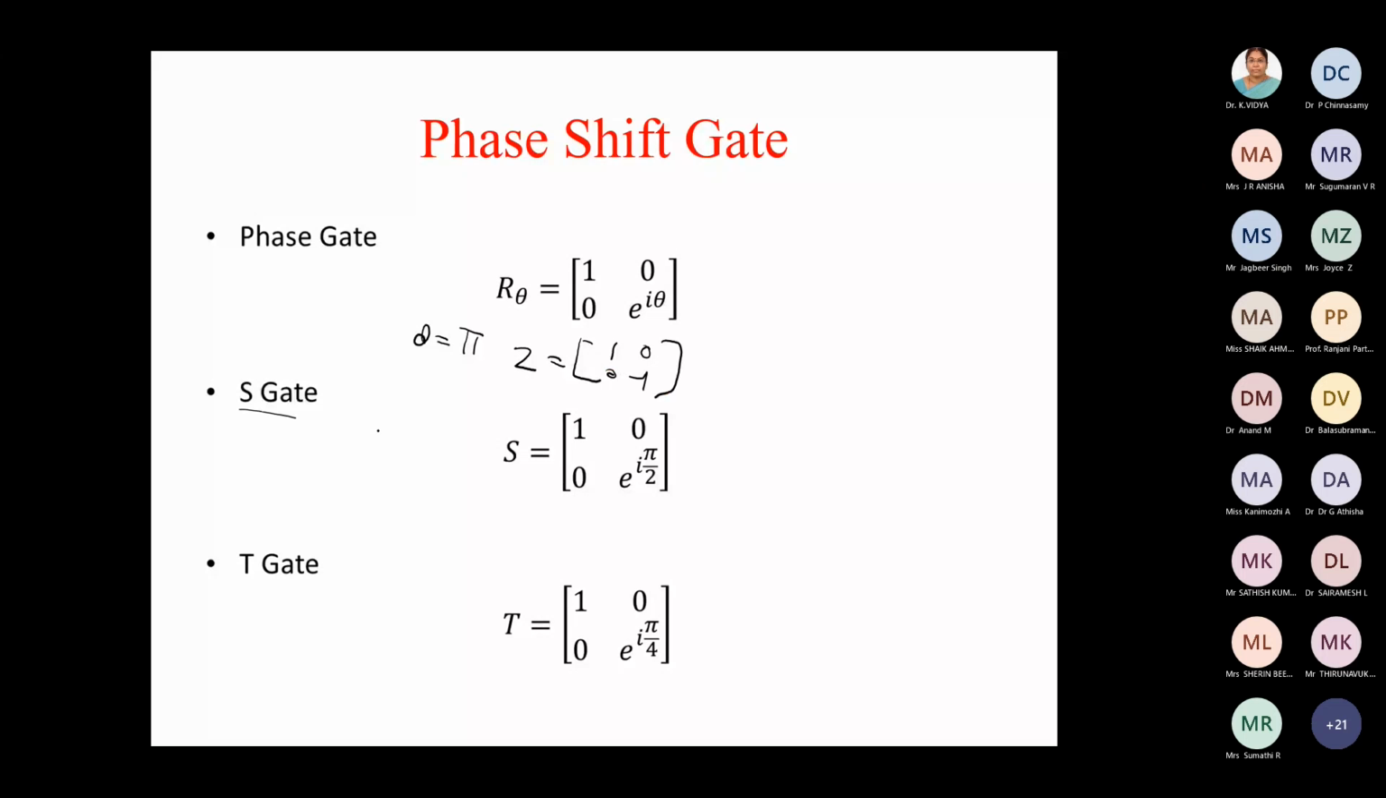If I put theta equal to pi by 2, then it is called the S gate, and theta equal to pi by 4 is called the T gate. So the generalized theta or phi gate we can call R theta. It gives a rotation or additional phase of theta angle. If I put theta equal to pi, it is called the Z gate. So specific values of theta give different kinds of phase shift gates.